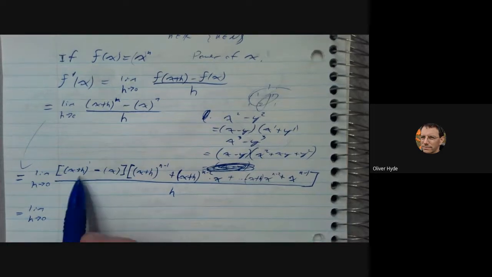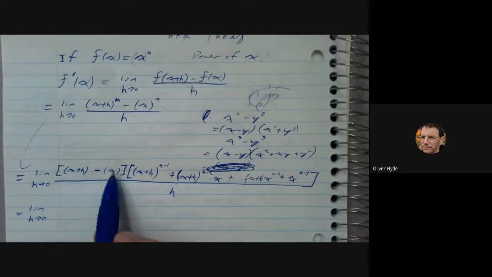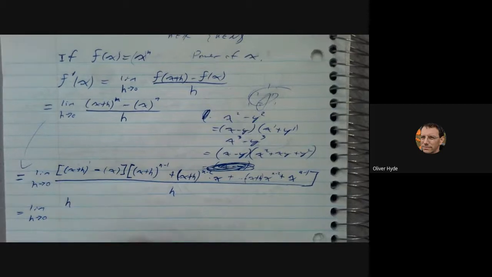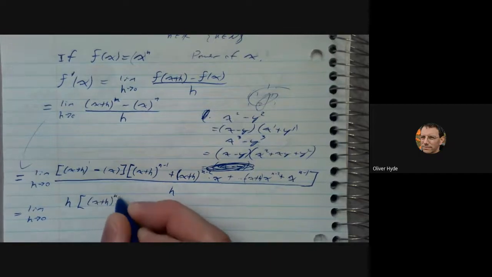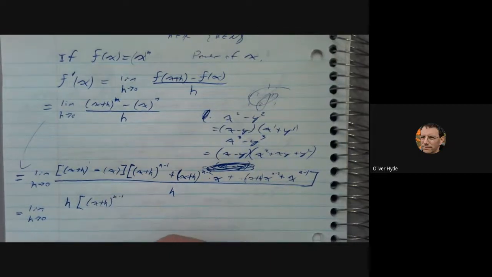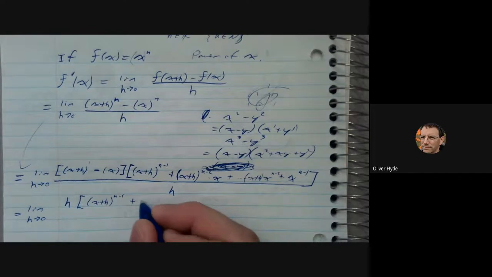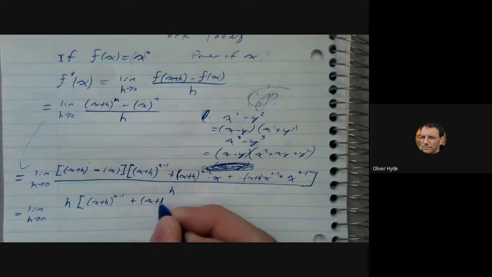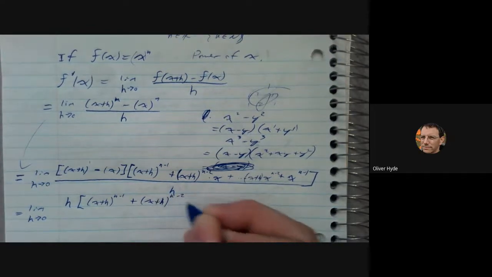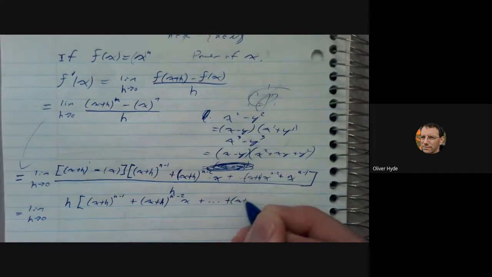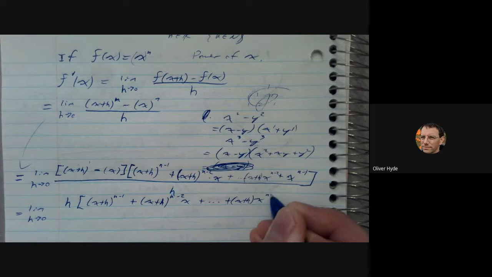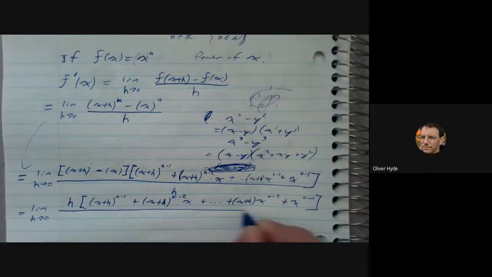And now let's start tidying this up. You've got an x plus h minus x. That'll eliminate and leave you with a factor of x. Unfortunately, I think I just have to write this down again. x plus h to the n minus 1 plus x plus h to the exponent n minus 2 times x to the exponent 1 plus dot dot dot plus x plus h times x to the exponent n minus 2 plus x to the exponent n minus 1, all over h.